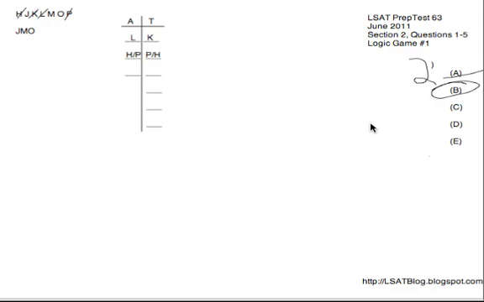C says both O and P on appellate. We already have room for P to be on appellate, and then we could fit an additional thing as well. That thing could be O, therefore C is possible, and we can eliminate it.